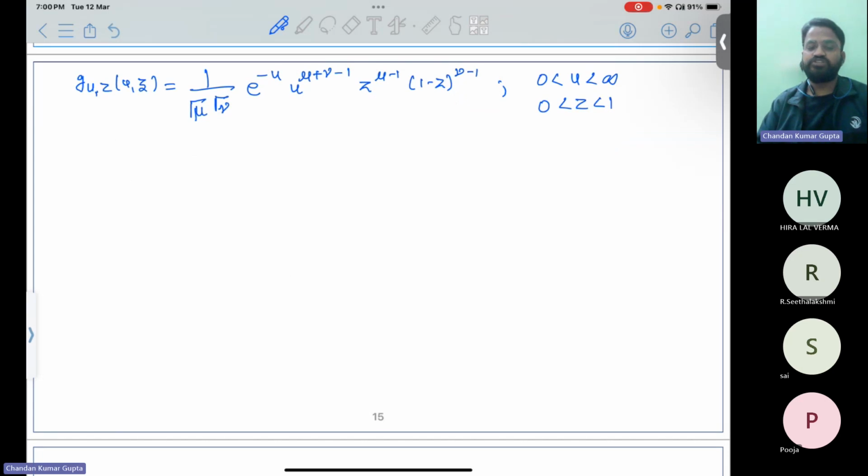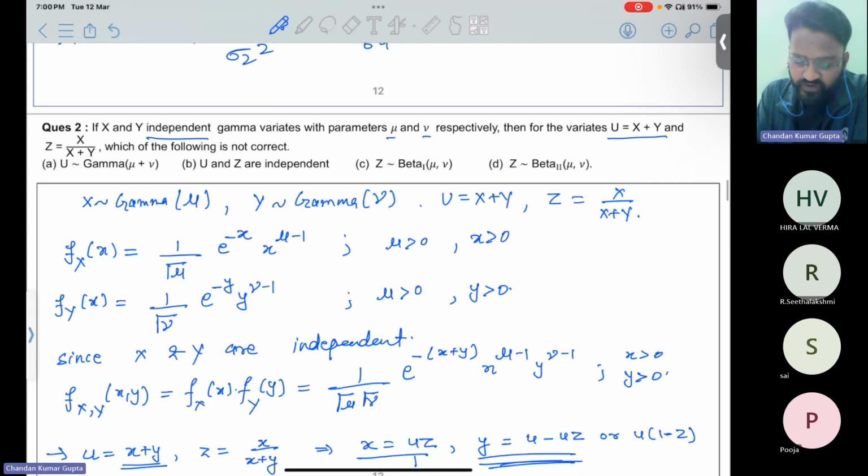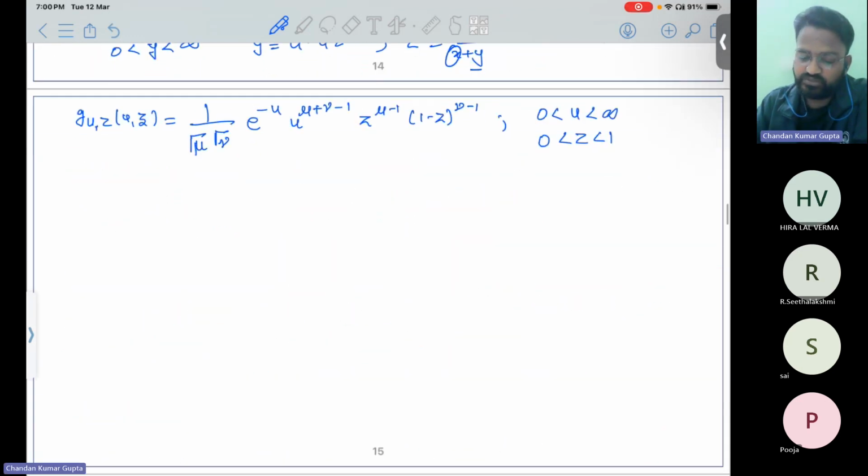Okay, so our joint distribution is like this. Now we need to find that u follows this distribution, like u follows gamma of mu plus nu. That means, since it is a joint distribution, we need to calculate the marginal of u, so g of u.